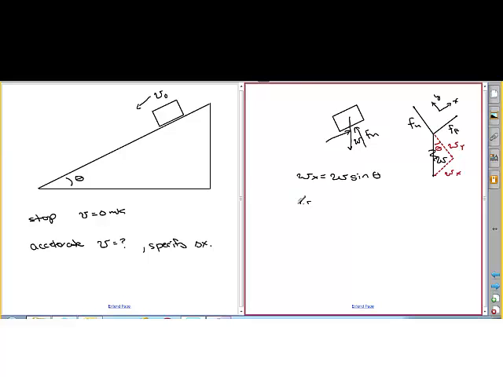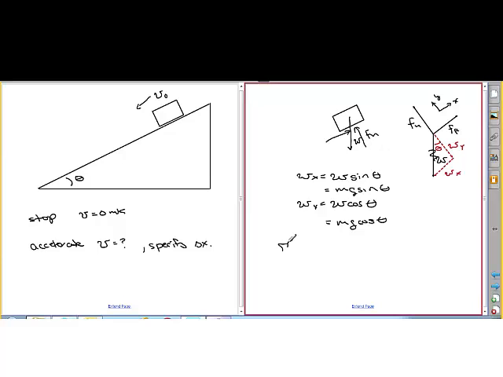So W sub x is W times the sine of theta, and W sub y is equal to W times the cosine of theta. So if theta is 0, there's no x component, there's just the y component. And also remember that W is just mass times acceleration due to gravity. So we get mg sine theta here, and here we get mg cosine theta. So those are the components.